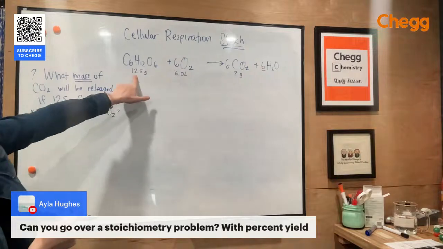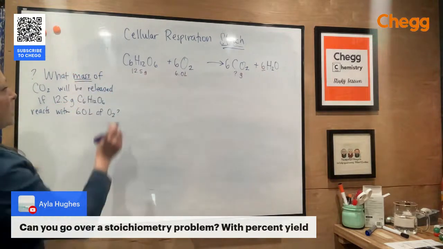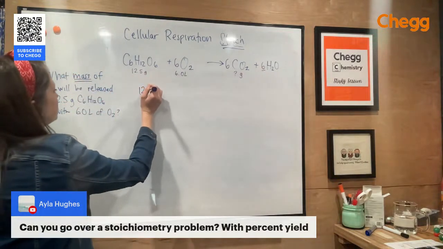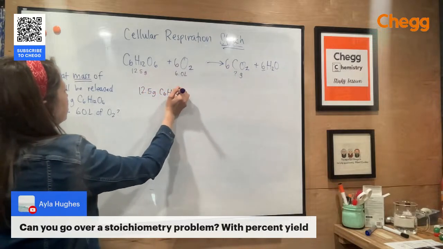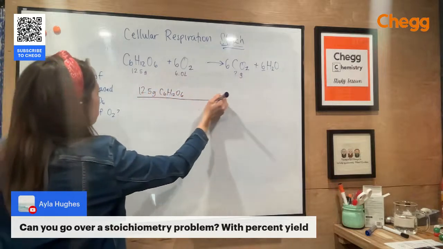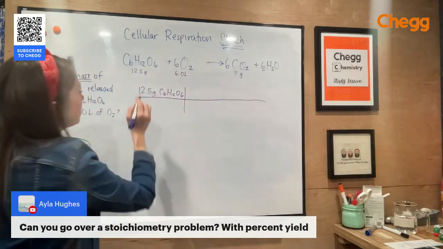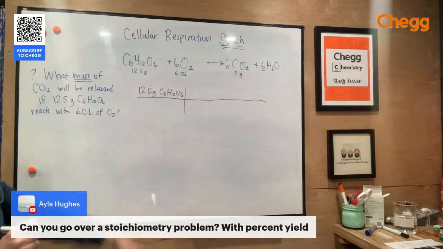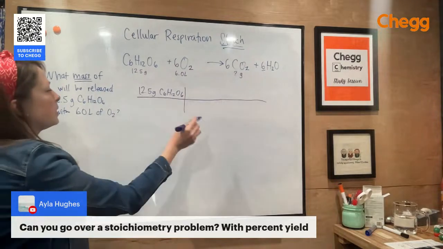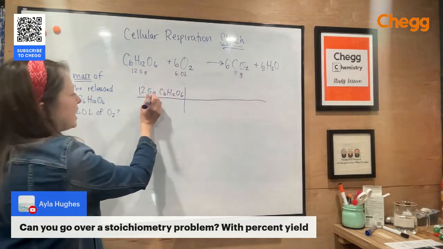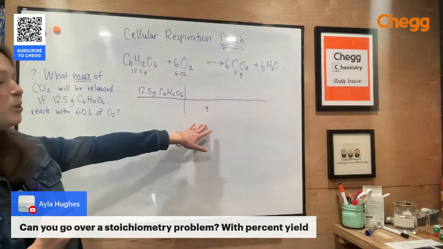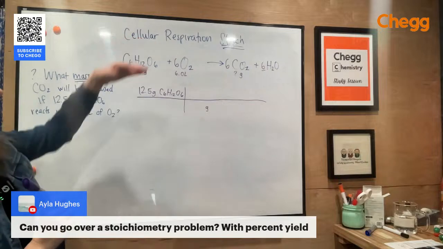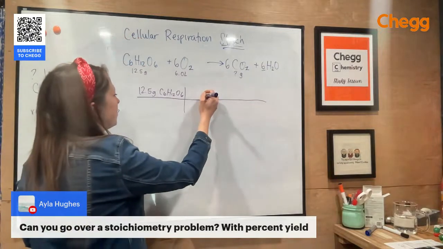All right, so let's go ahead and just start doing the stoich. So I have 12.5 grams of glucose, C6H12O6. My first step is always going to be to convert this from grams into moles. I'm not going to worry about molar mass right now. I'm just going to worry about putting in my units. So I want this to cancel out, so I'm going to put it on the opposite side. Whatever's in the numerator goes to the denominator. Whatever I'm trying to convert into goes in the opposite spot.